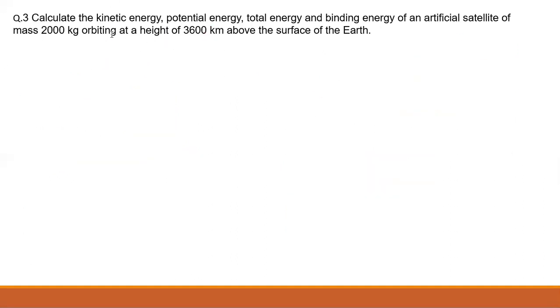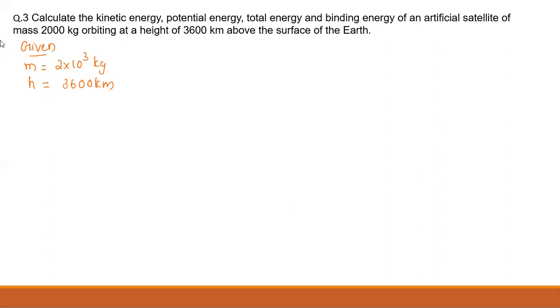Next question is calculate the kinetic energy, potential energy, total energy, and binding energy of an artificial satellite of mass 2000 kilogram orbiting at a height of 3600 kilometer above the surface of the Earth. So mass of the satellite is given and height is also given. Mass is 2000 kilogram, that is 2 into 10 raised to 3 kilogram. Height is given, 3600 kilometer.